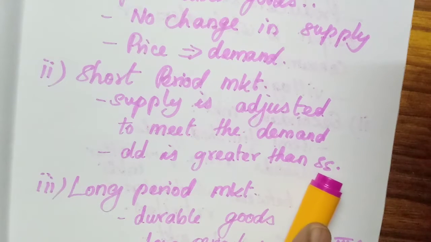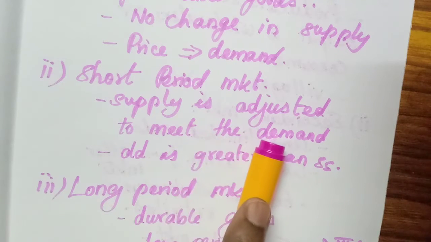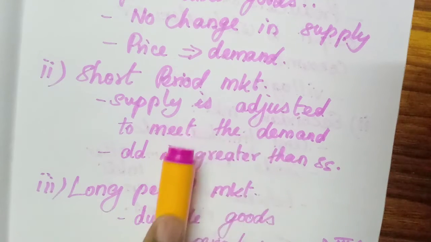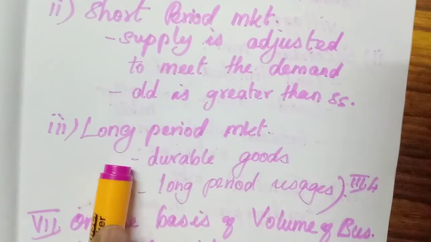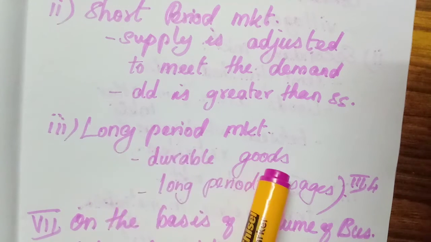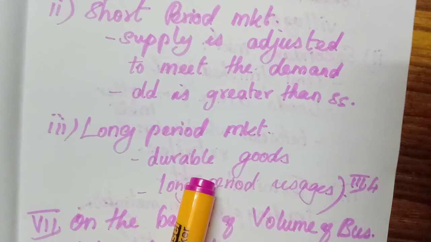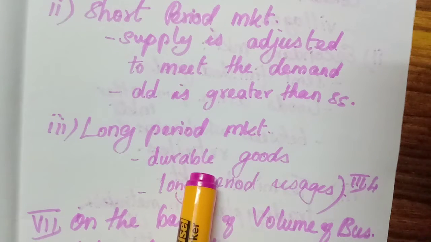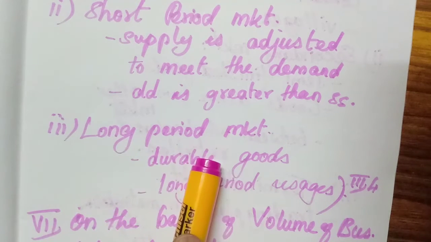So these people will adjust the supply in order to meet the demand for such products. These markets are called short period markets. Now the opposite of this, the long period market. These markets deal with which type of goods? Durable goods. These durable goods, we can say machines or any consumable items, which for 1 year or 2 years they can keep and sell. Those types of goods will come under this category, long period market.